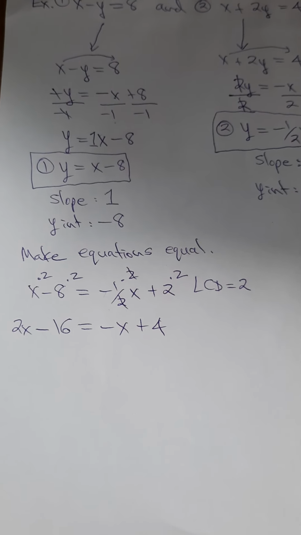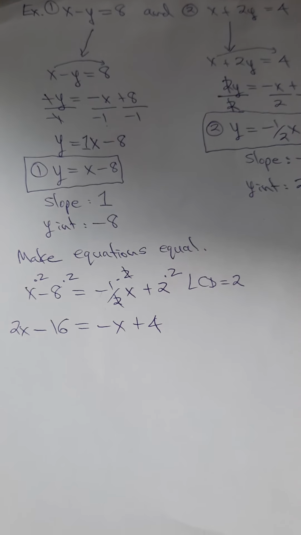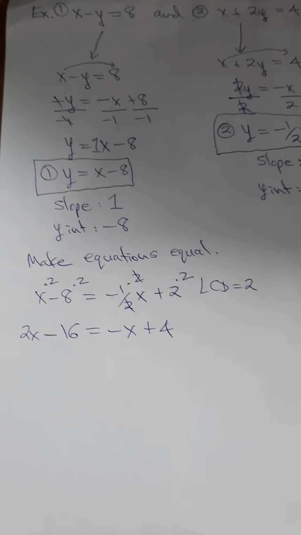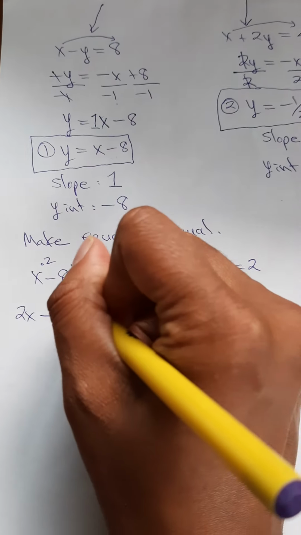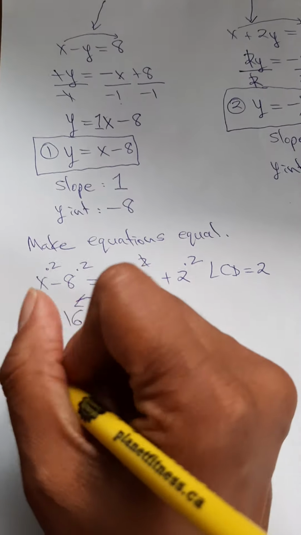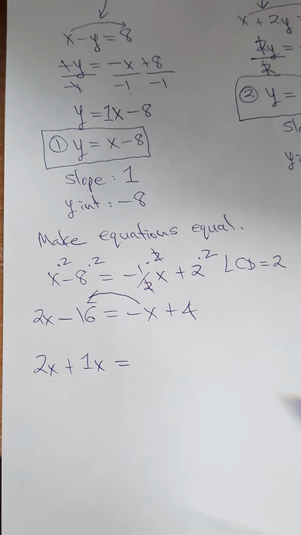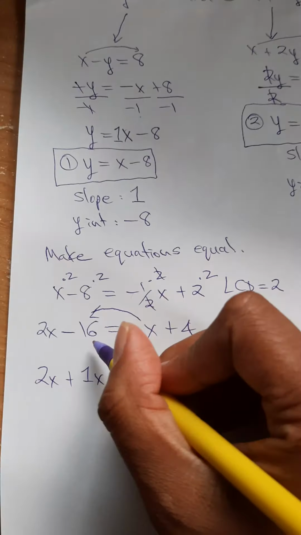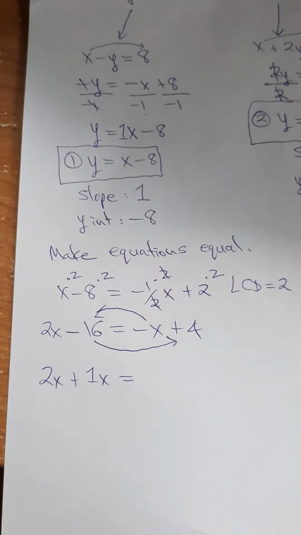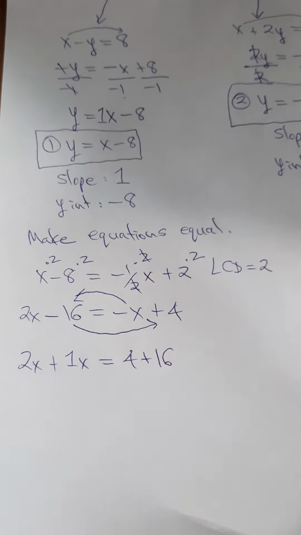Everyone's good there? You notice as soon as I multiply all the terms by the lowest common denominator, the fractions are canceling out. Let's put the like terms together. I'm taking the negative x to the left side, so it becomes 2x plus 1x, or plus x. This is negative 16. We're taking it to the right side, so it becomes 4 plus 16.